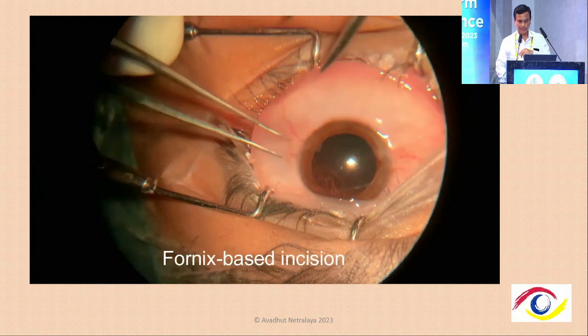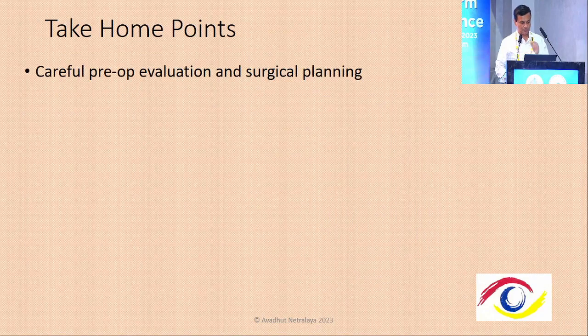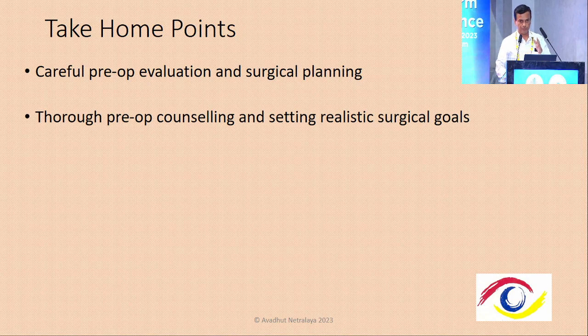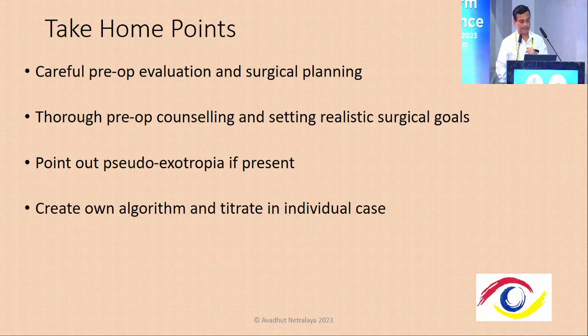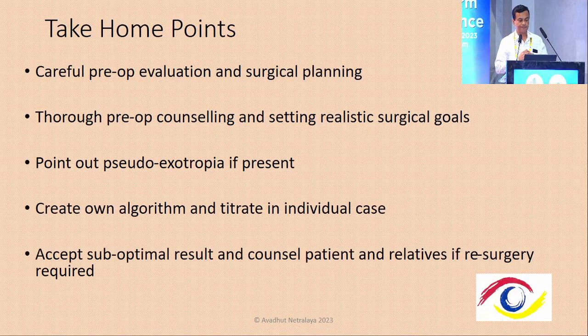I think my time is over. I will just go for the take-home points. Careful preoperative evaluation and surgical planning is important before we take a patient for surgery. Counseling and more chair time is required so that we can set realistic goals for the patient. Always point out the pseudo-exotropia if that is present, and create your own algorithm. And if you get a suboptimal result, don't go into denial mode. Accept it and explain to the patient that a second surgery, if required, can be undertaken early.